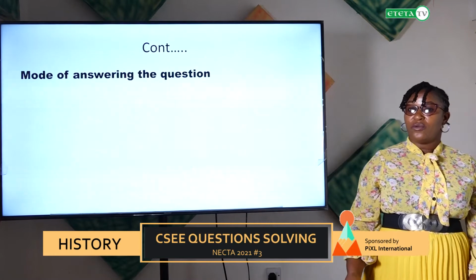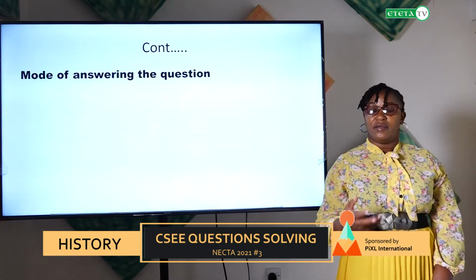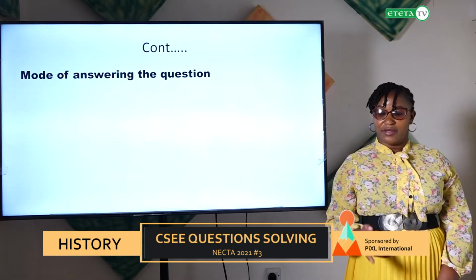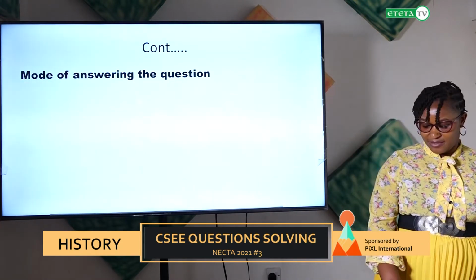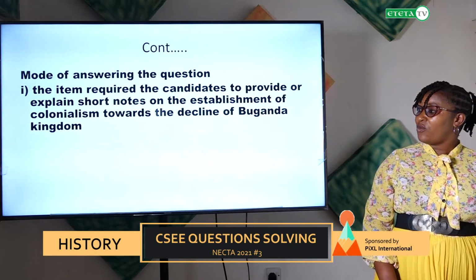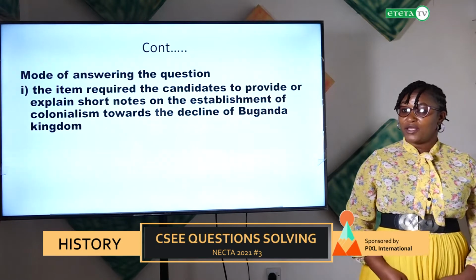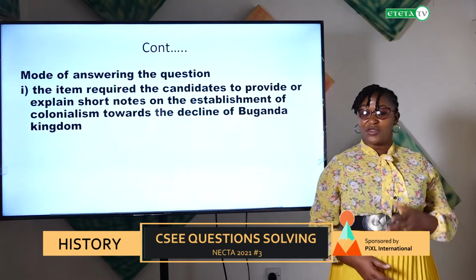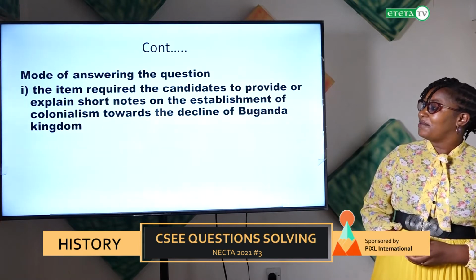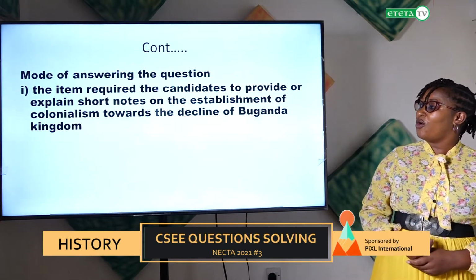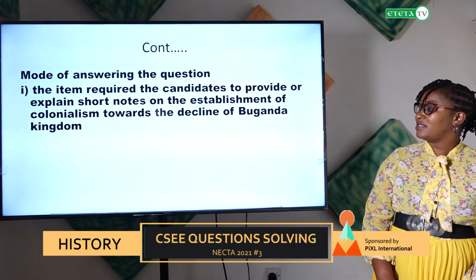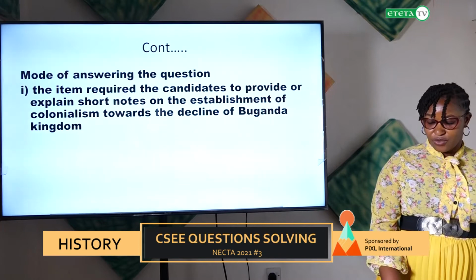Now, for this question, the candidate should answer it briefly. Explanation should be given under these answers. Now, the mode of answering Roman number 1: I'm going to remind you of the demands of the question. The item required the candidates to provide short notes on the establishment of colonialism towards the decline of the Buganda kingdom.